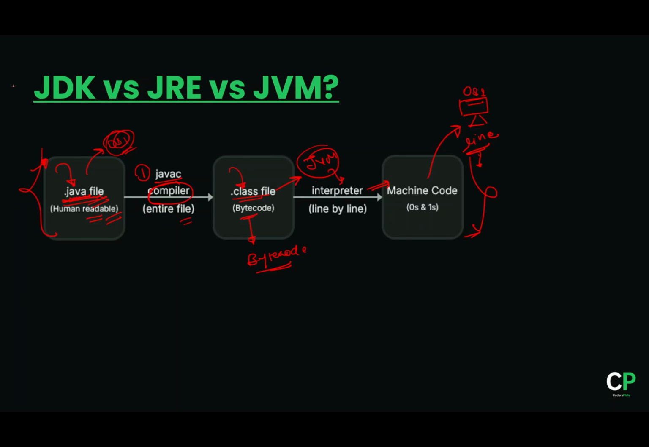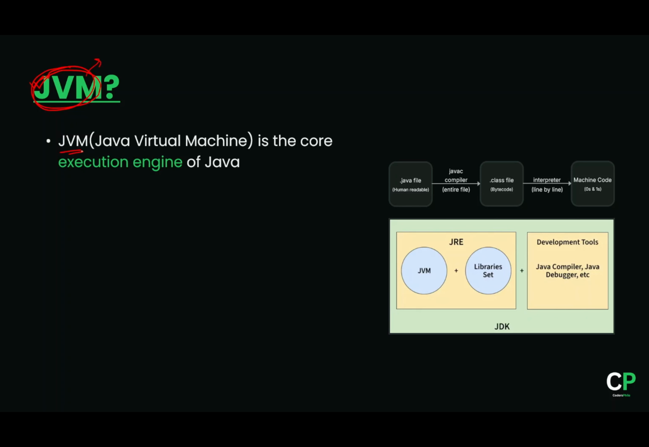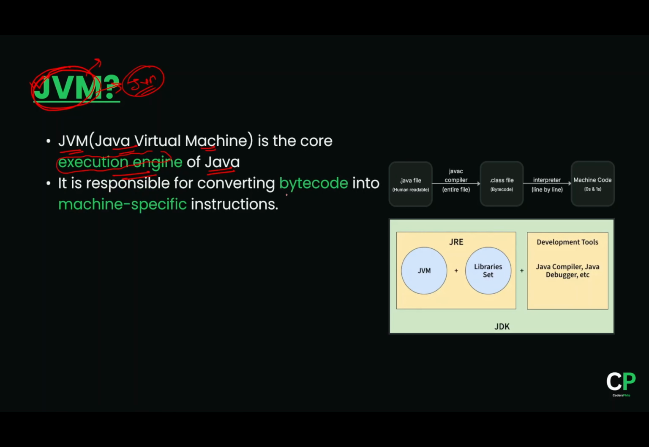Now let's come into today's agenda. In today's video, we are going to learn what is JDK, JVM and JRE. So let's start with the JVM. What is JVM? JVM stands for Java Virtual Machine. It is the core execution engine of Java. It is responsible for converting our bytecode into machine specific instructions.